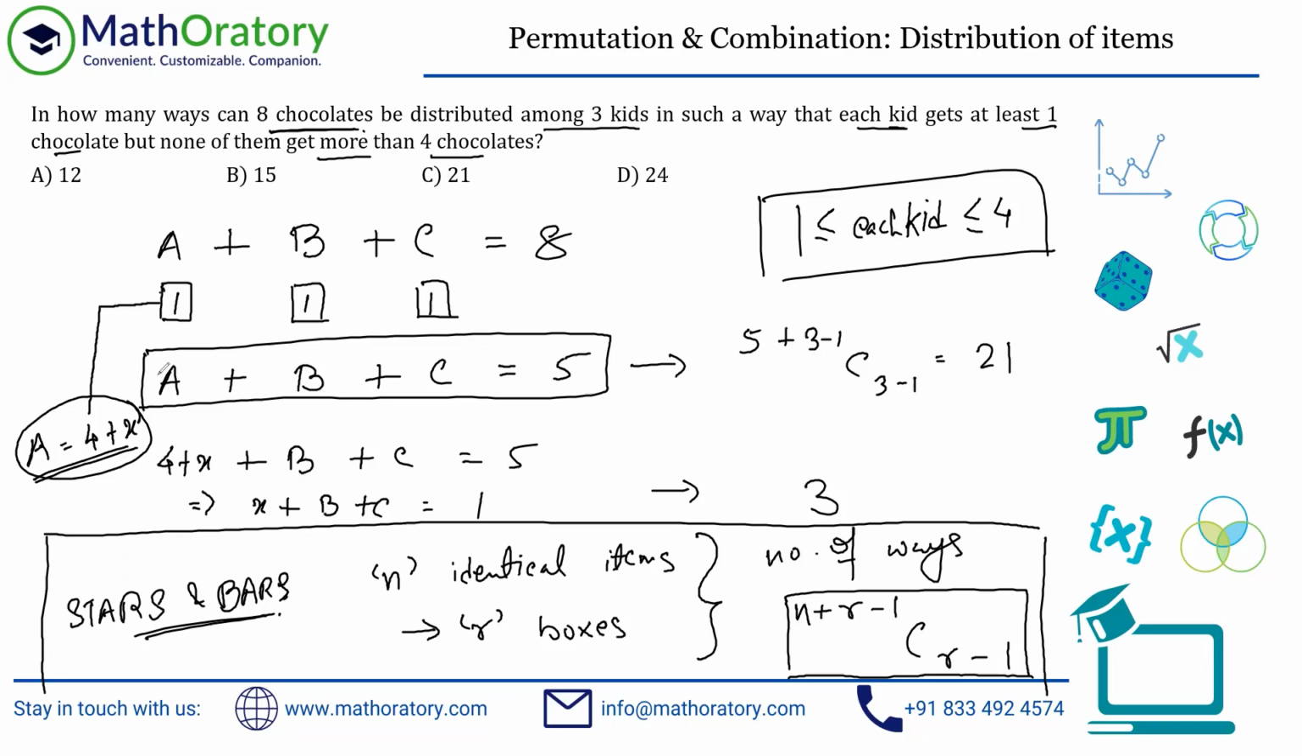So if A has 3 distributions which are not allowed, B should also have 3 distributions which are not allowed, and C should also have 3 distributions which are not allowed. So effectively you will have 3 into 3, which is 9 distributions that will not be allowed. Just exclude those from the earlier 21 cases you obtained, and you'll simply get the answer. So the answer will be 21 minus 9, which is 12, or option A in this case. So this is the fastest way.